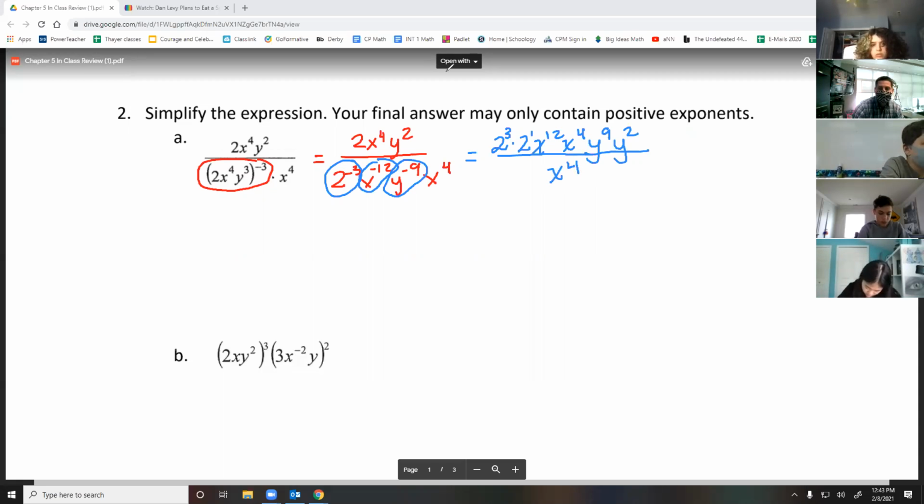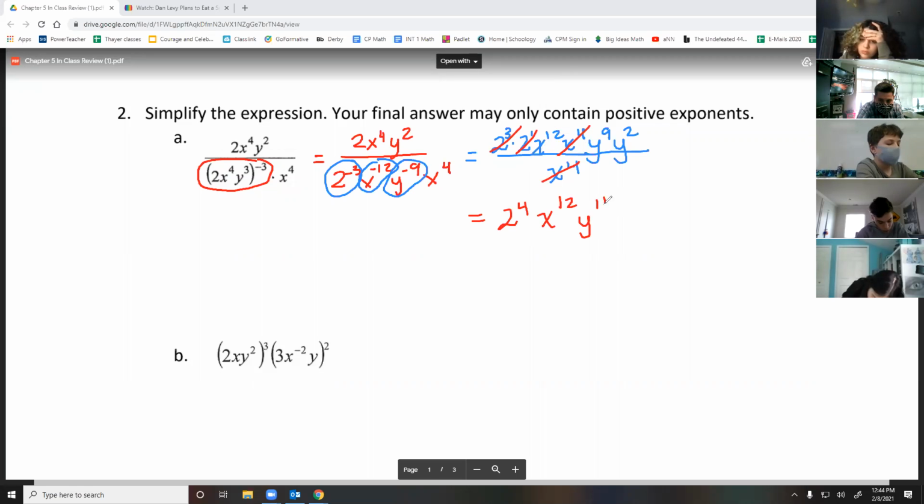Okay, so we're going to cancel x to the 4th over x to the 4th. And we're going to combine stuff a little bit more. 2 to the 3rd and 2 to the 1st equals 2 to the 4th power. I'm going to cross them out as I do them. x to the 12th is just by itself. And the y's combine to y to the 11th.